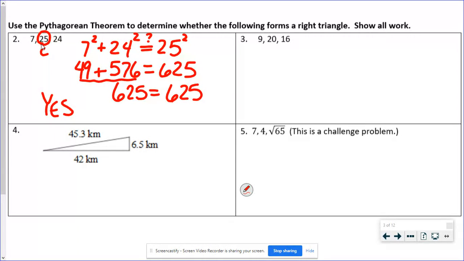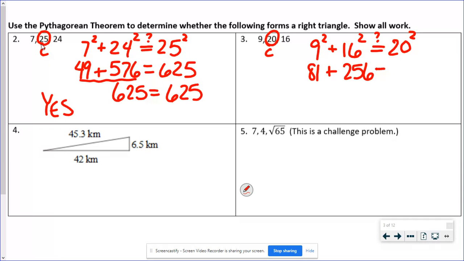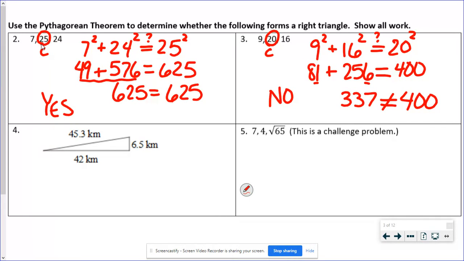In number 3, again, the biggest side happens to be in the middle, not on purpose, but that's my C. So I'm going to have 9 squared plus 16 squared. Does that equal 20 squared? So 81 plus 256. I want to know, is that equal to 20 squared, which is 400. Now at this point, you should be able to look at this and say, this ends with a 1 and a 6. That's going to end with a 7 when I add. Clearly, it's not going to be equal to 400. This is 337, and that does not equal 400. So that is no.